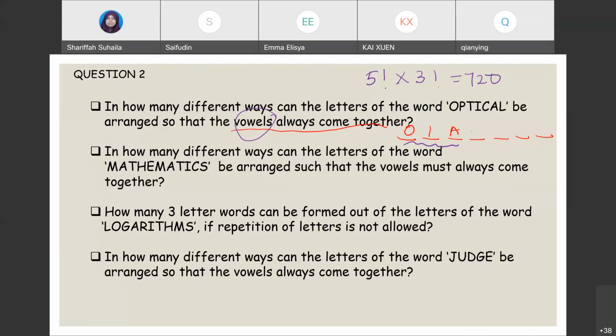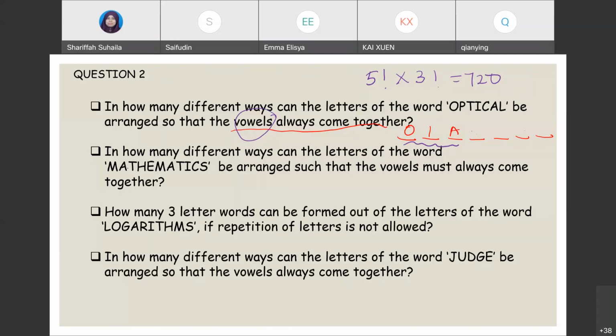Okay, so for the second one: in how many different ways can the letters of the word MATHEMATICS be arranged such that the vowels must always come together? The condition is the same. Okay, try to write down first what you got. What is the answer? Okay, good. Is that right, Rahman? 120960.